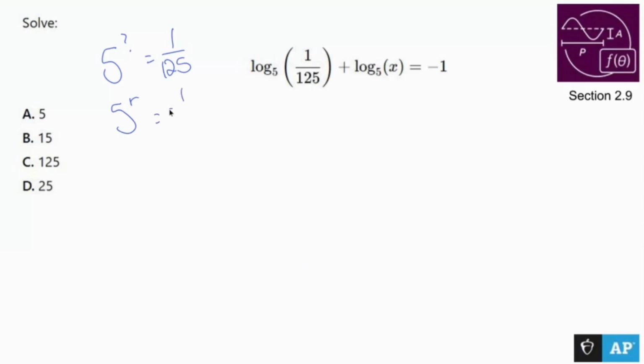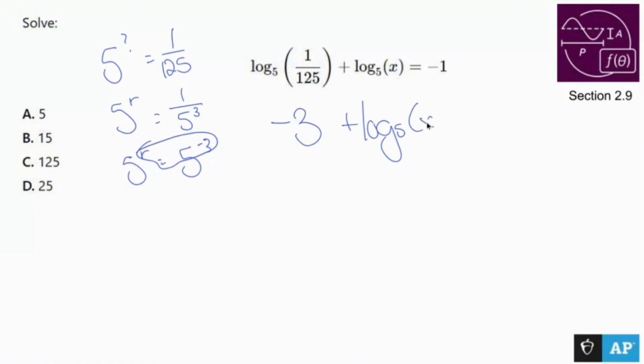Well, I can write out 125 as 5 cubed, can I? Right? And then I can write that 5 cubed upstairs and make it 5 to the -3. So r is going to equal -3. So log base 5 of 1 over 125 is -3. So I have -3 plus log base 5 of x equals -1.